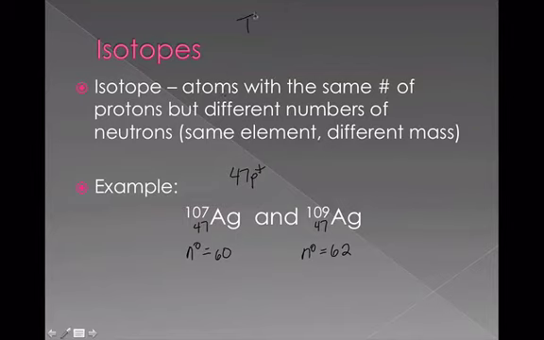So ions deal with the electrons. Isotopes deal with the neutrons.